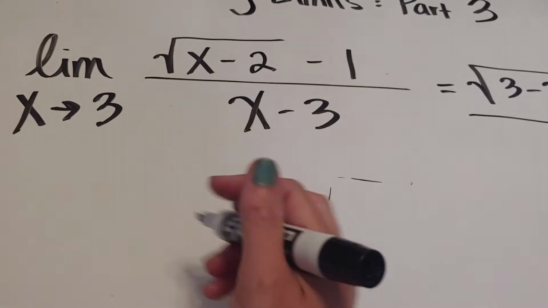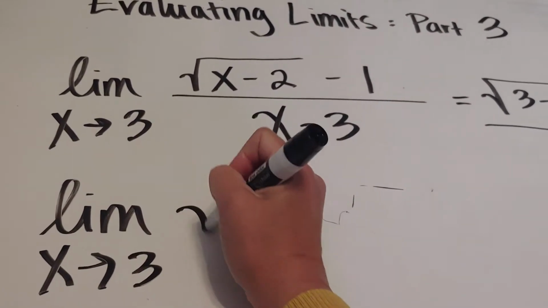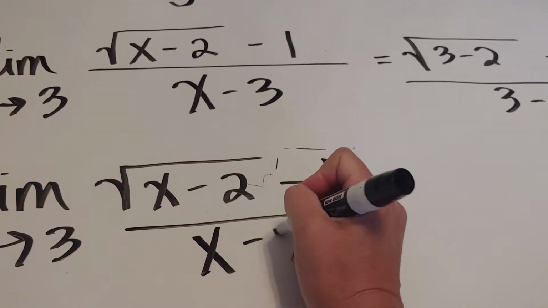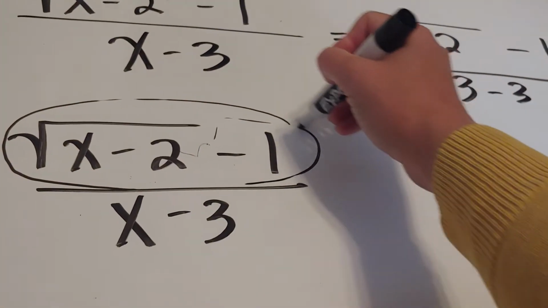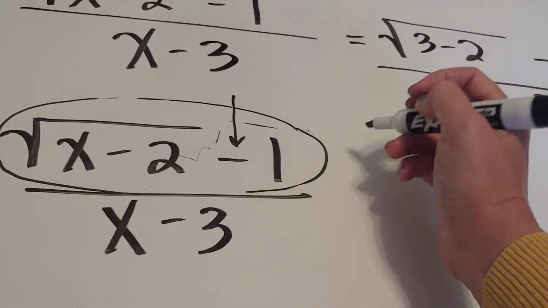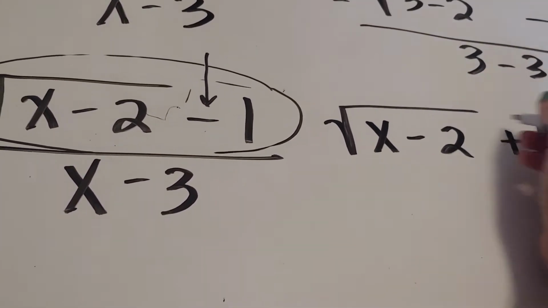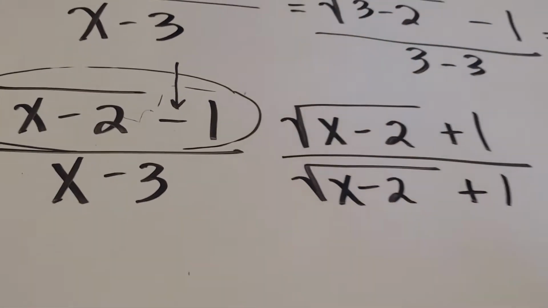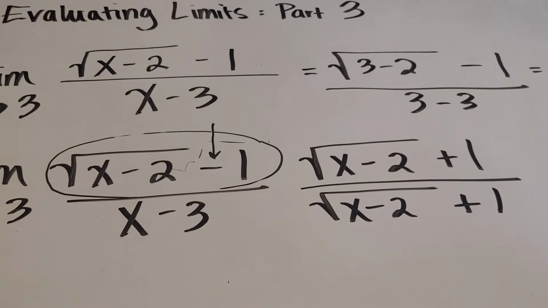When you have roots, what you're going to do is multiply by the conjugate. So let me remind you of what the conjugate looks like. It'll be exactly like this, but the sign in between the two terms will change to its opposite. So here, that conjugate is going to be the square root of x minus 2 plus 1. Okay, I know it's going to be a bit of a mess, but it'll be okay.